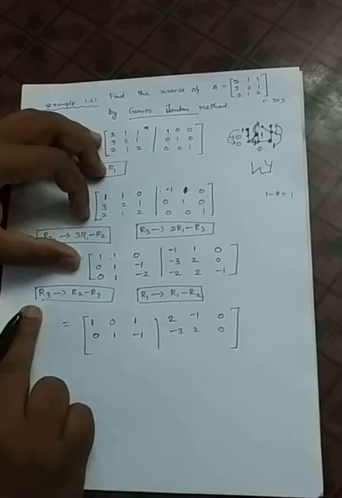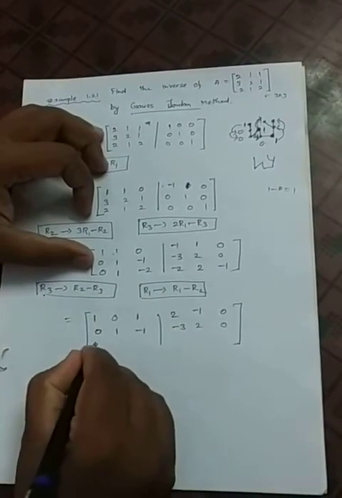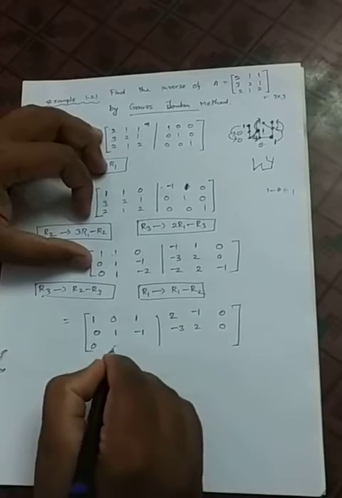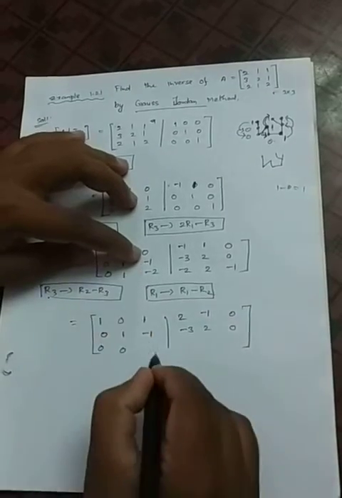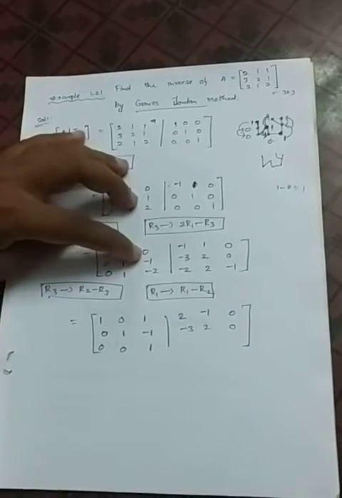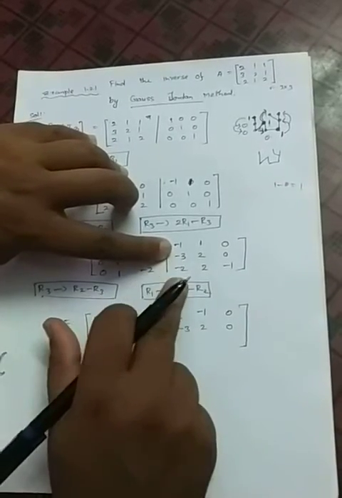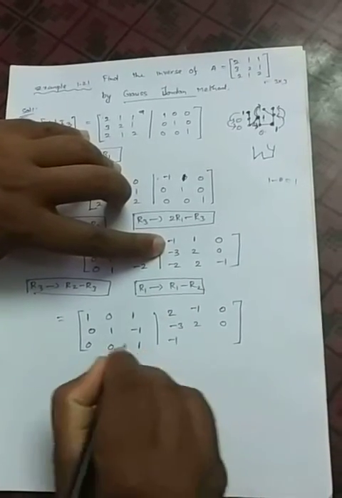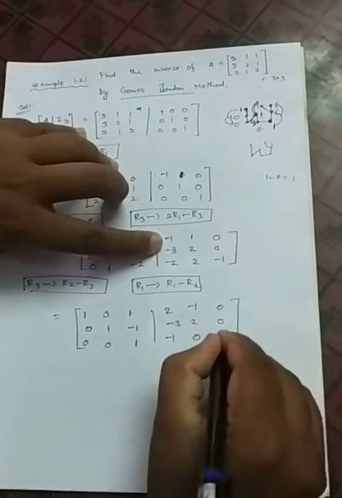Here R3, what do I need to do? R3 minus R2. Now 0 minus 0, 0. 1 minus 1, 0. Minus 1 minus 2 now, minus of minus is plus. So plus 2 minus 1 is 1 will come. Is that clear? So minus 3 minus of minus now plus 2. So minus 3 plus 2 is minus 1 will come. 2 minus 2 answer is 0. 0 minus 1 plus 1 will come.